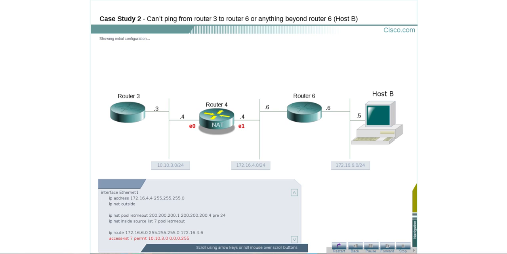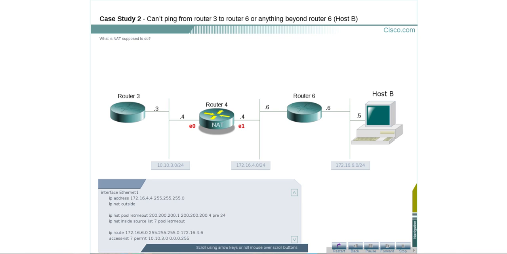More specifically, the configuration command ip nat inside source list 7 pool let me out indicates that if this router, in this case router 4, receives a packet on its inside interface and the packet is permitted by access list 7, then the source address of the packet will be translated to one of the addresses in the pool labeled let me out.